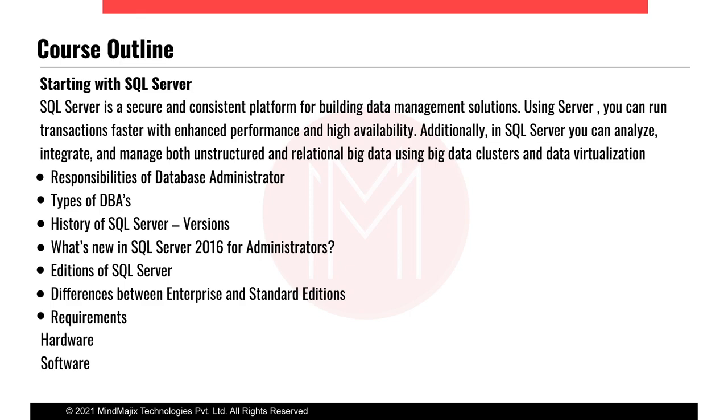Line of business is a kind of DBA where you have to work as a core DBA. You should know the input and output of the database. If any issues happen with the database, you know how to recover it. That is what the LOB DBA does. So we have multiple types of DBAs in the industry, and now let's talk about the history of SQL Server versions.